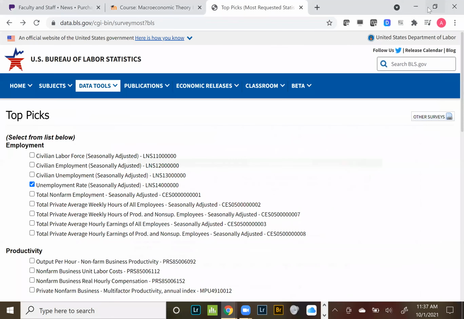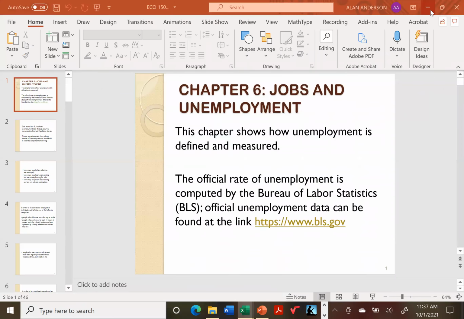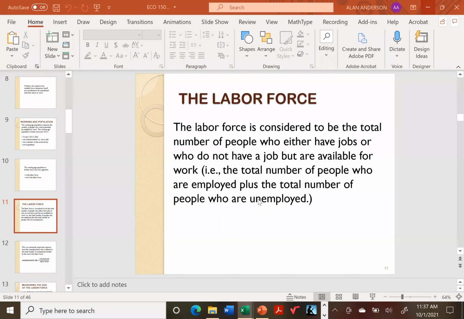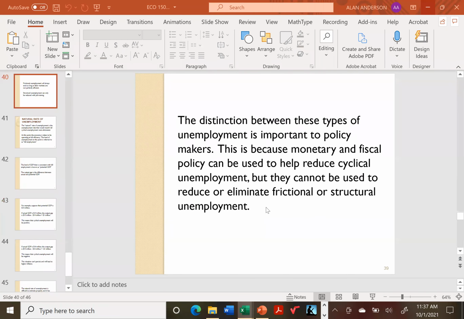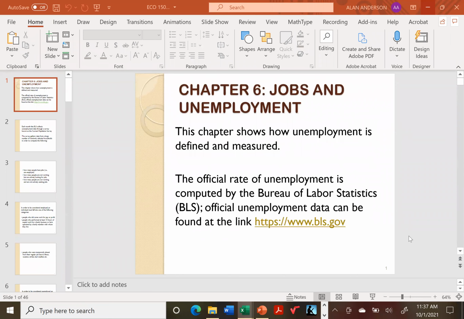Let's see why that's not letting me do that. So we've already basically covered some of these ideas. We explained, for example, what the labor force is.